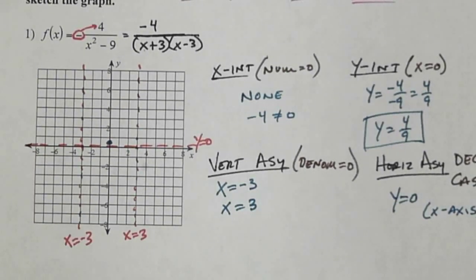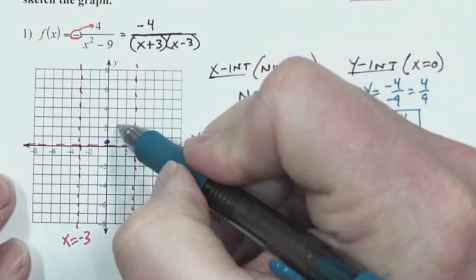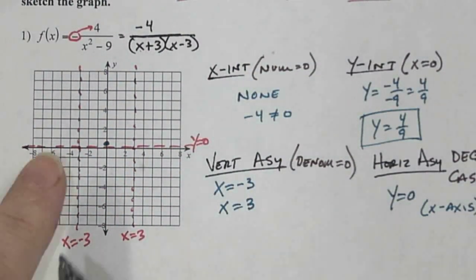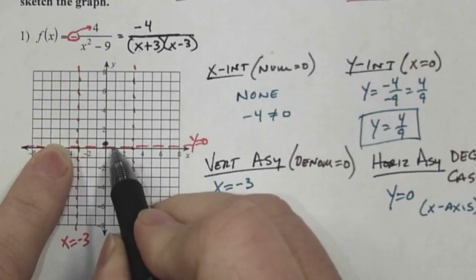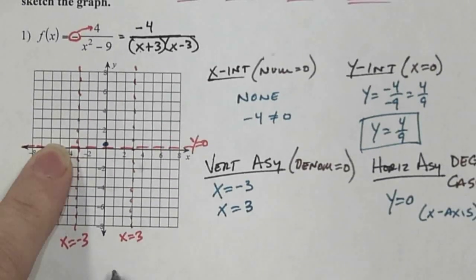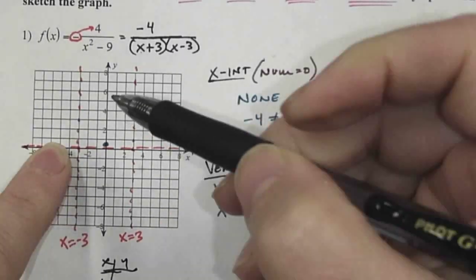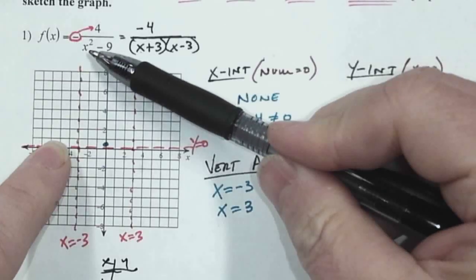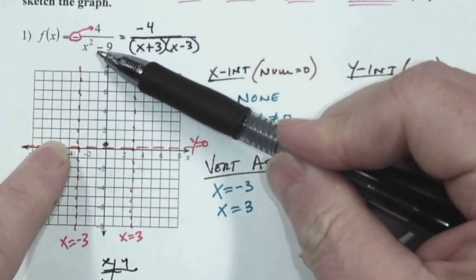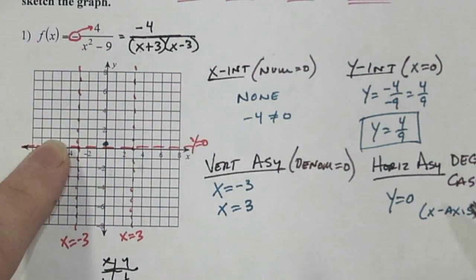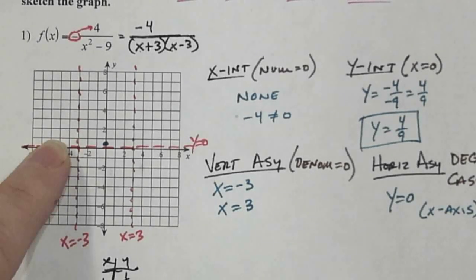Now, how do we graph this? There's no x-intercepts, so I'm pretty positive that this is going to be a loop. But to figure it out, I will plug in some points. I'm going to plug in 1 and negative 1. I'm going to make a table. If I plug in 1, I get negative 4 over negative 8, which is positive 1/2. If I plug in negative 1, that's positive 1/2.